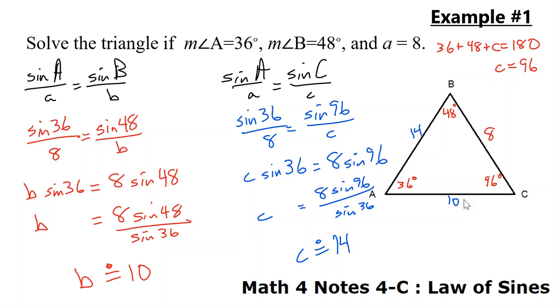But here's where I want you to notice the game that's going on within the triangle. Which is the smallest angle? 36 degrees is the smallest angle. And the side across from it is the smallest side, 8. Which is the biggest angle? The 96. And the 14 across from it is the biggest side, 14. So, this stuff really does work that way.